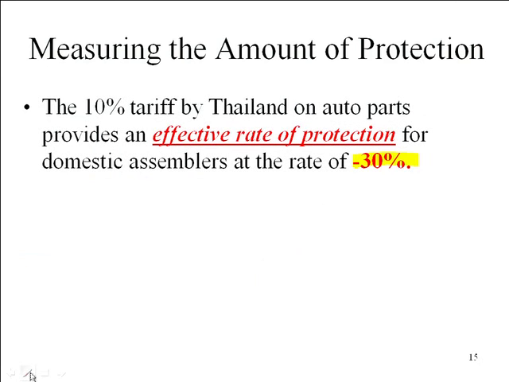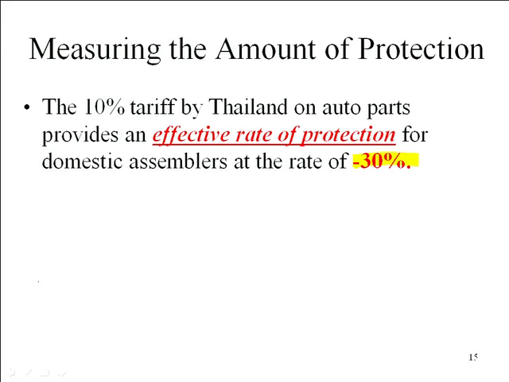So here we end up with a negative rate of protection.